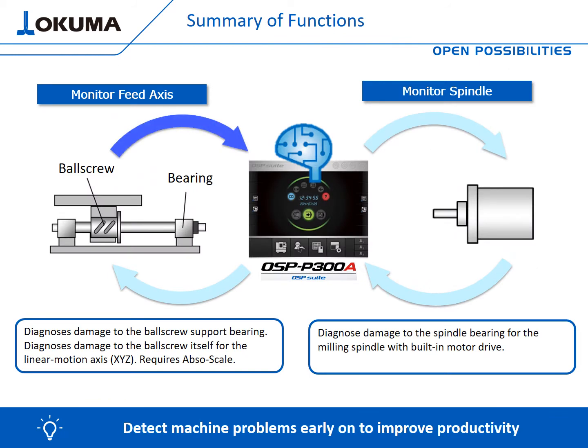So the first of the two subsystems that the OSP AI looks at deals with feed axis.